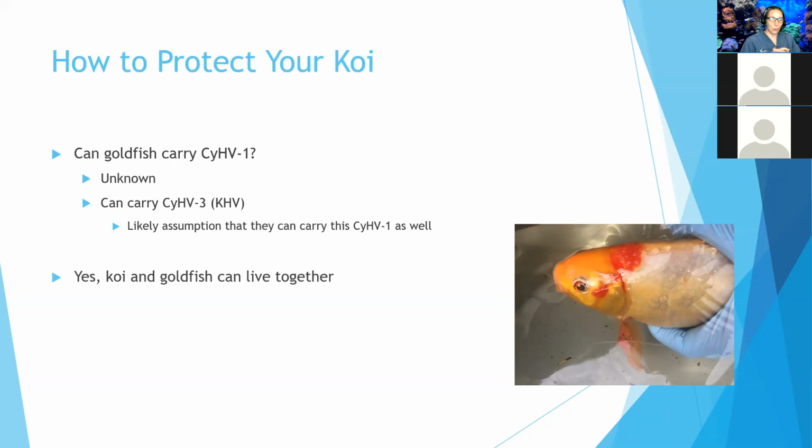And yes, koi and goldfish can live together. They're all carp. They share the same diseases and viruses. Some might show clinical signs. Yes, this might be a good reason not to mix your fish, but you could also add a koi that's carrying this and not know it at all.